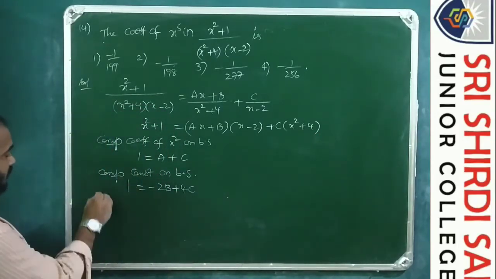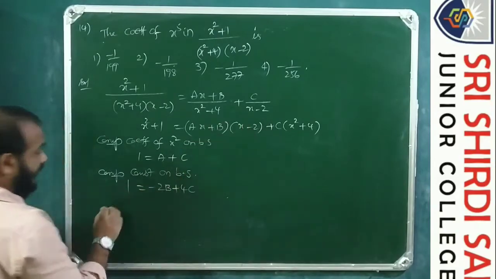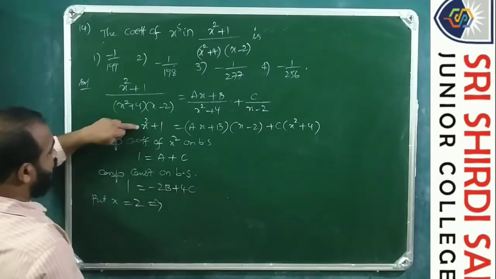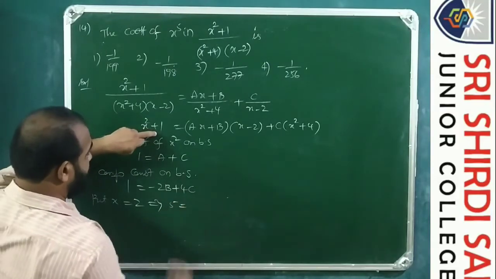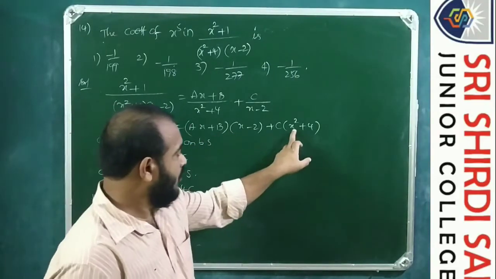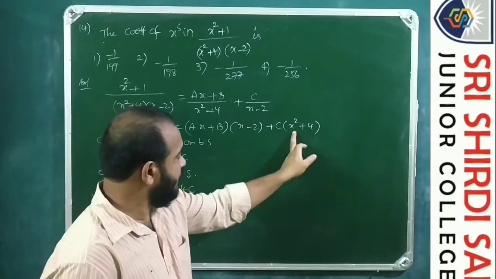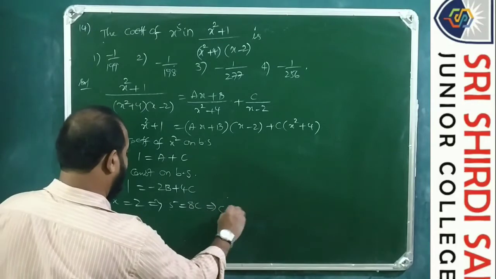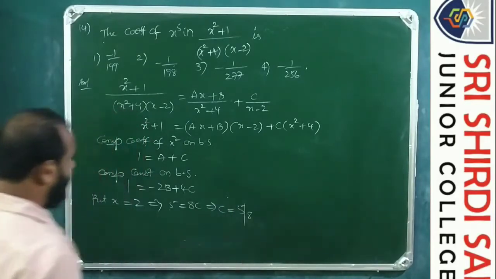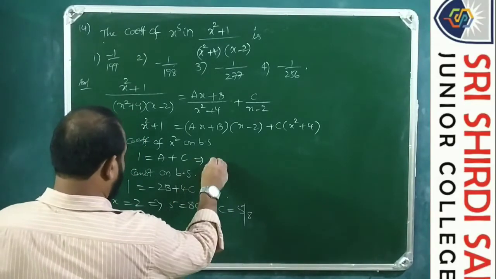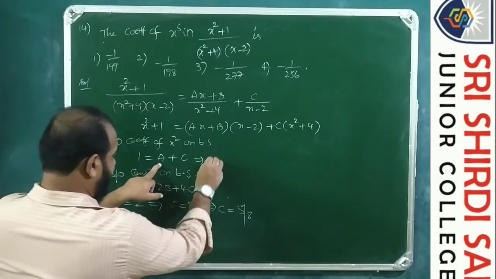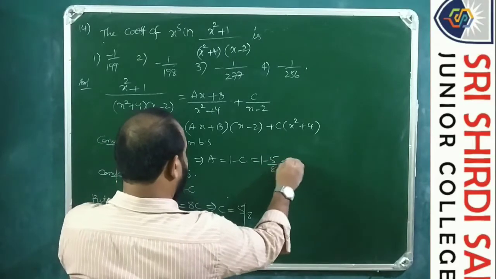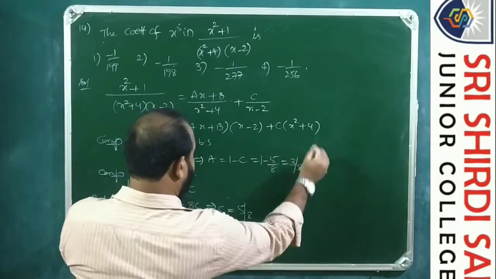Now substituting x is equals to 2, we will get 2 square 4, 4 plus 1, 5 is equals to, this will be 0, 2 square is 4, 4 plus 4, 8, 8c. So from this c is equals to 5 by 8. So from this a is equals to 1 minus c, so 1 minus 5 by 8, 8 minus 5, 3 by 8.